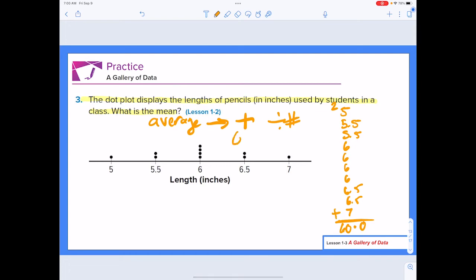So I take the added part here, and I'm going to divide by the number of things I have. In this case, I have 10: 1, 2, 3, 4, 5, 6, 7, 8, 9, 10. Divide that by 10, and so our average becomes 6. So in this case, we have a mean or an average of 6, or 6.0.